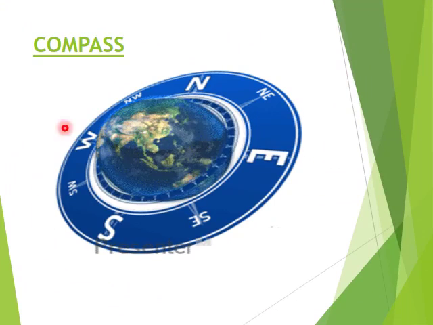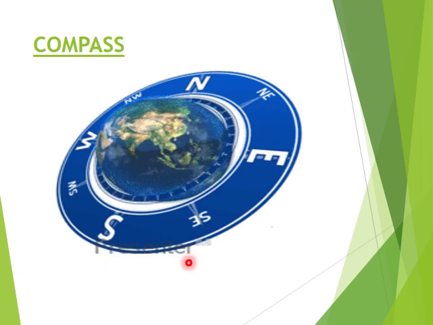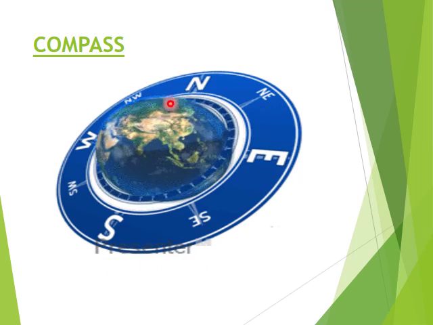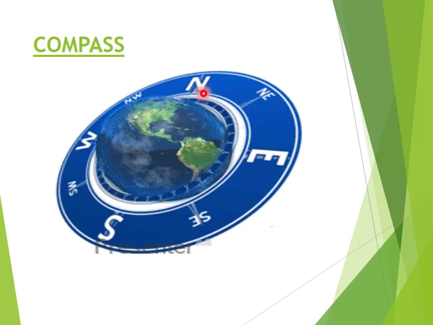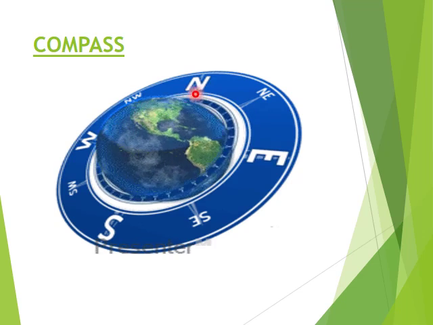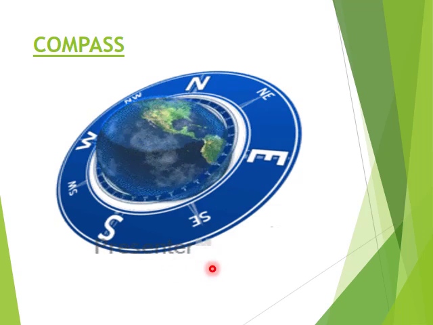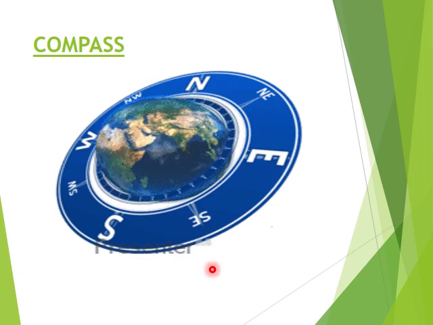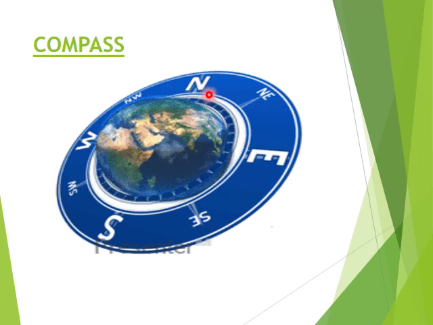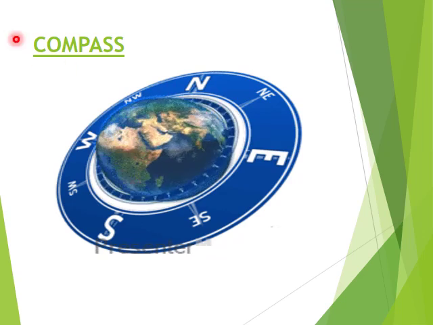Yes, my dear students, the compass is used to help us to find the directions. It has a small bar magnet in the center that always points to the Earth's magnetic field, that is, to the north pole. And this compass is a small instrument. This center point always points to the north of the Earth's magnetic field, and it tells us the direction of the north pole.